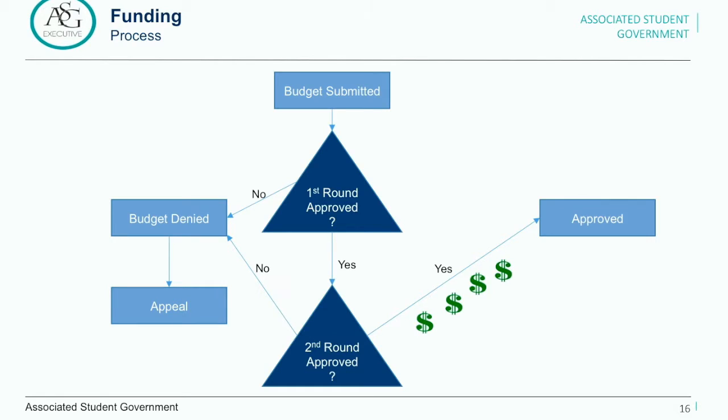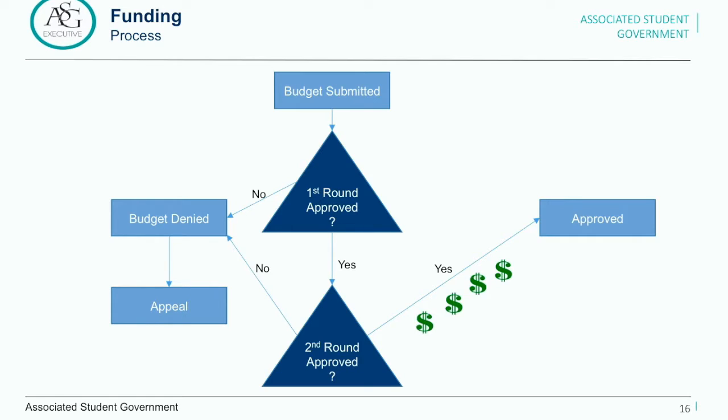Okay, so the funding process. Once you've gone through this video, gone through the funding application, and you have submitted your budget, it will go to first round. And the board meets at 5 p.m. on Thursdays, and typically you will receive an email from them either that night or the day after with the decision made by the board.